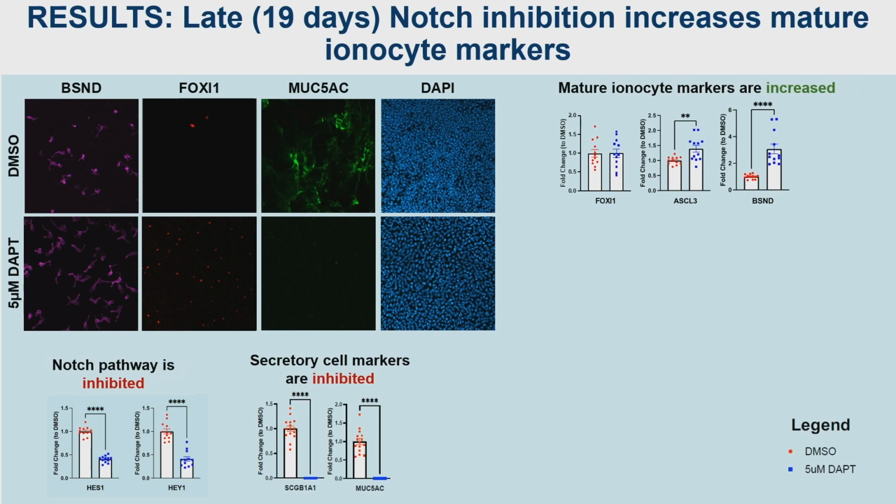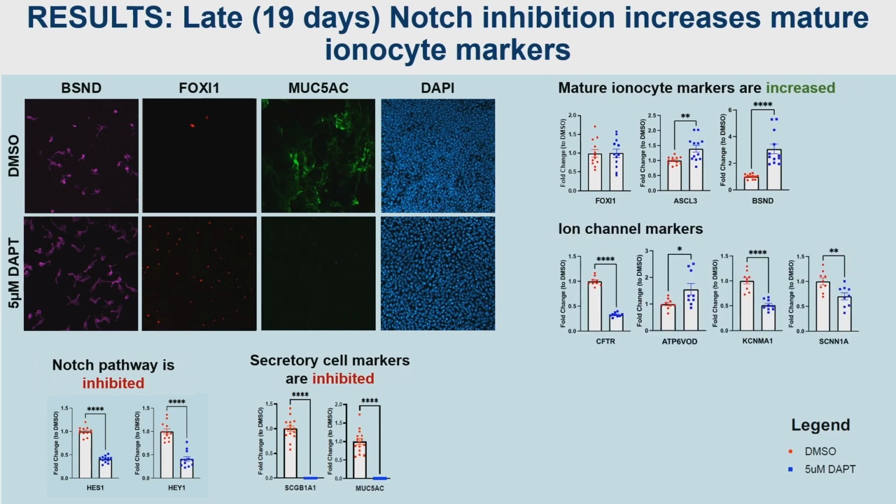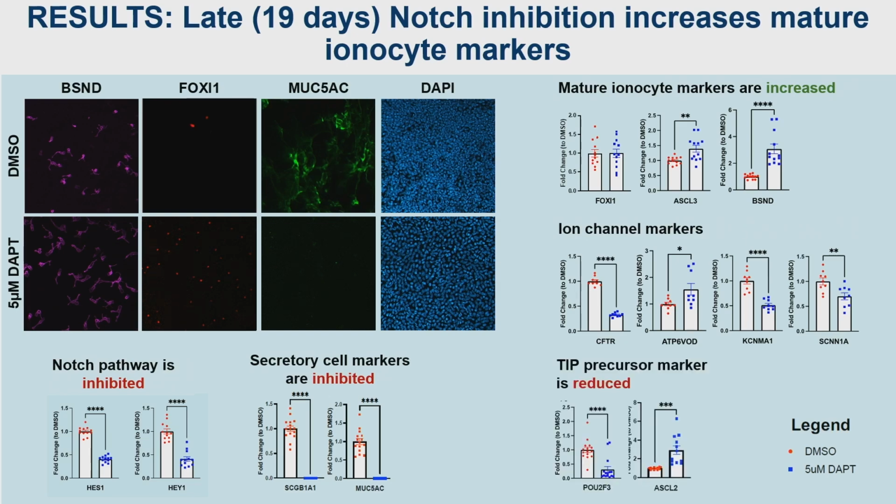We see that in this case, the FOXI1 ionocyte precursor marker is not reduced, but just maintained. However, the more mature ionocyte markers, ASCL3 and BSND, are increased. Additionally, the ion channel markers are down. CFTR is still down, but it's still at a higher proportion than it was when it was knocked down earlier at the early time point. On the other hand, ATP6V0D, which is more specific to ionocytes, was increased.